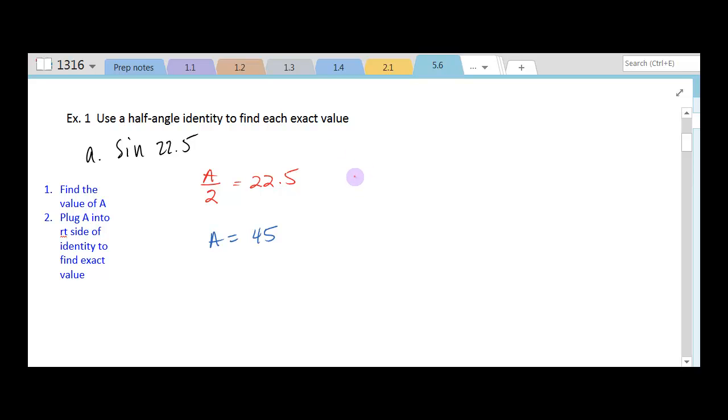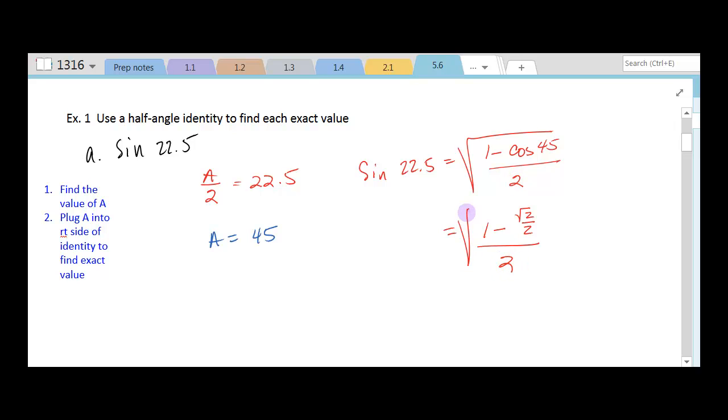So the half angle formula for sine says if I'm taking the sine of my half angle 22.5, the formula looks like the square root of 1 minus the cosine of the angle A, all divided by 2. Simplifying underneath there, I say 1 minus. Now the cosine of 45 is going to be the square root of 2 over 2. All of that's still divided by 2 in the denominator under this large radical.